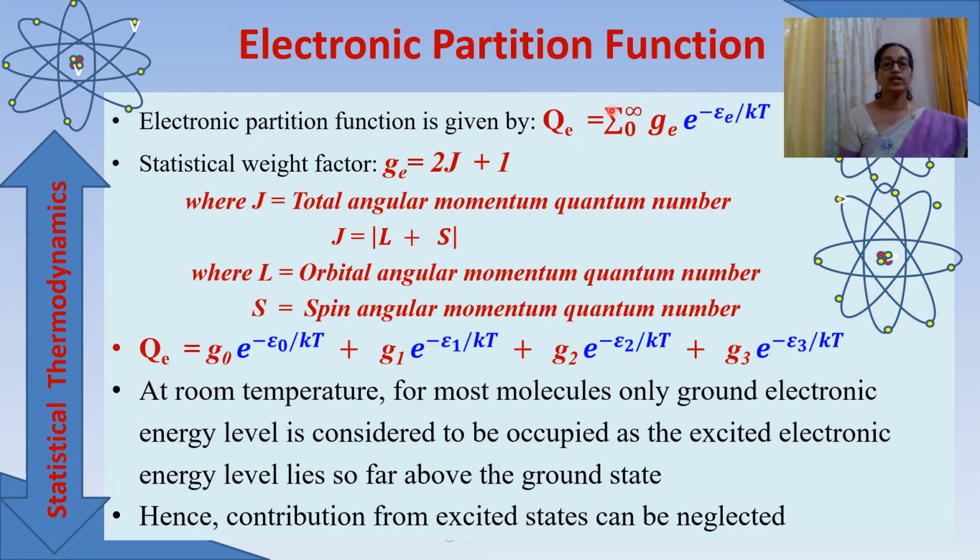So we can write Q_E as g_0 e to the power minus E_0 upon kT plus g_1 e to the power minus E_1 upon kT plus g_2 and so on. At room temperature, most of the molecules occupy the ground electronic energy level because the excited electronic energy levels are so far above the ground state. So we can neglect the contribution from all these excited states.